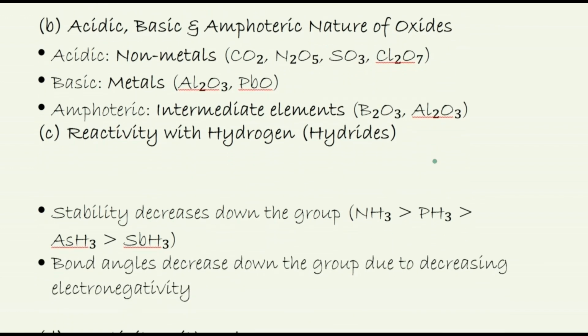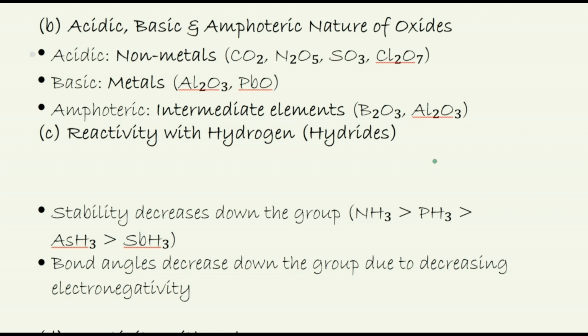Then the acidic, basic and amphoteric nature of oxides. Acidic oxides. These are important questions. Underline it, please note it down. The question can be asked in the way: which of the following are acidic oxides? Which of the following are not acidic or basic oxides? Or amphoteric oxides. These are very, very, very important.